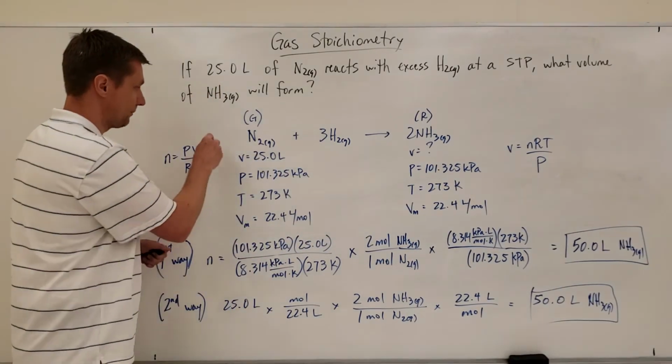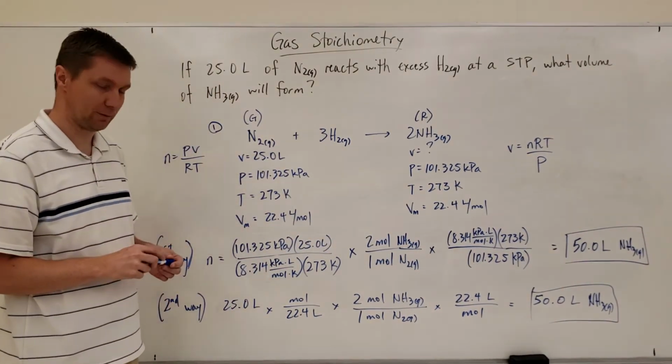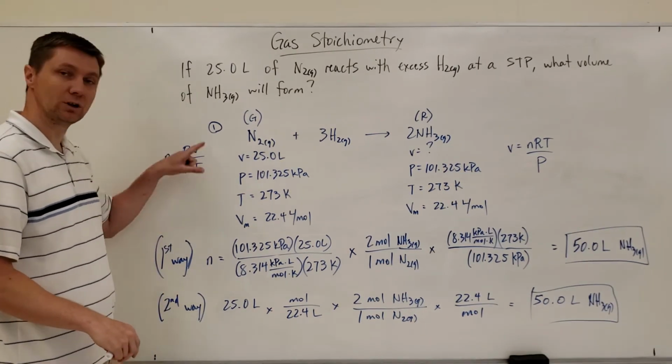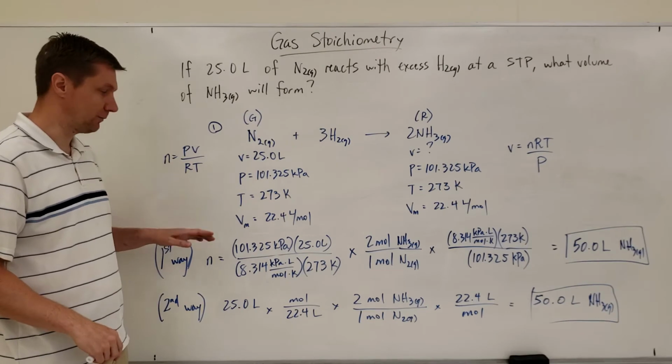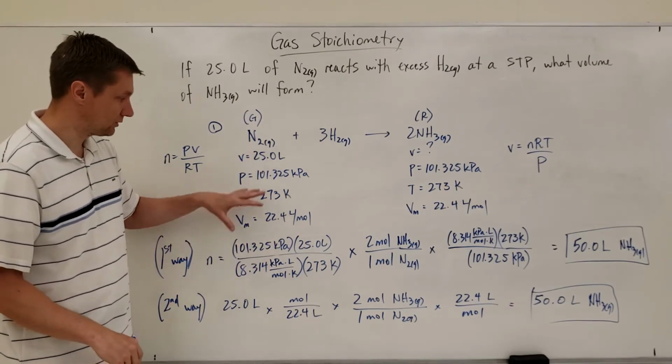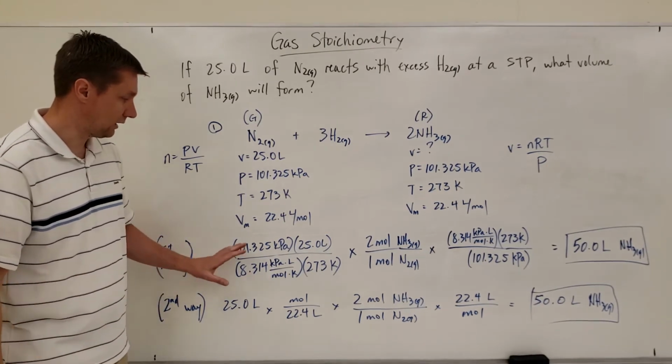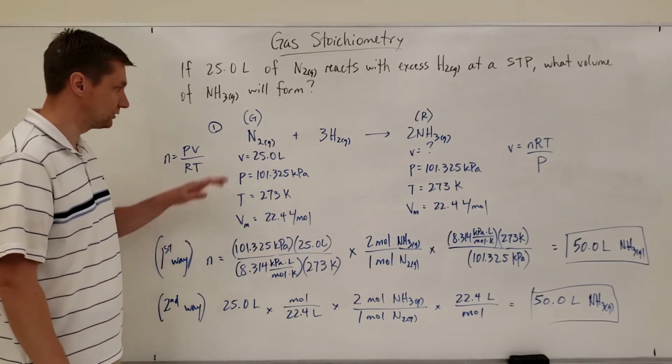So I did step number 1, balanced equation. Step number 2, calculate the moles of the given. So I've done that using this formula here: n is equal to PV divided by RT. I plug in my numbers, my P's and R's and T's and V's and everything, and I get a certain number of moles of N2.